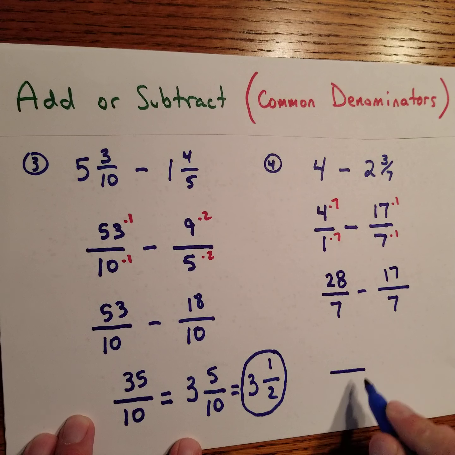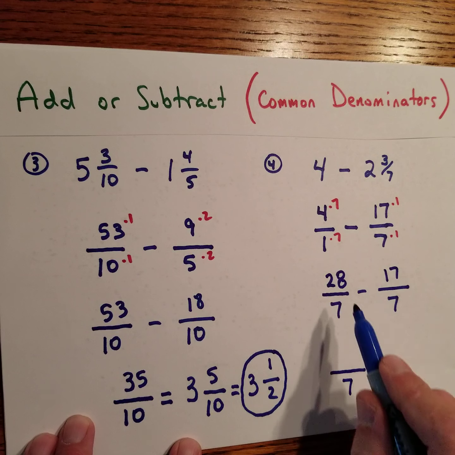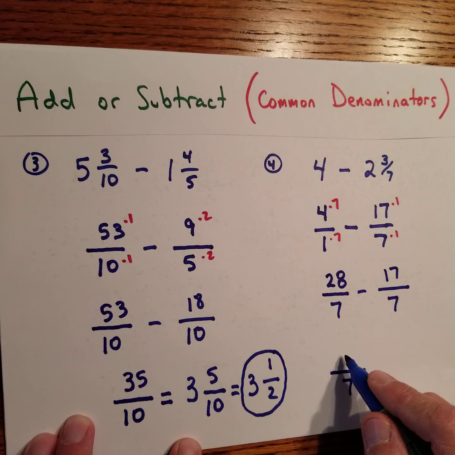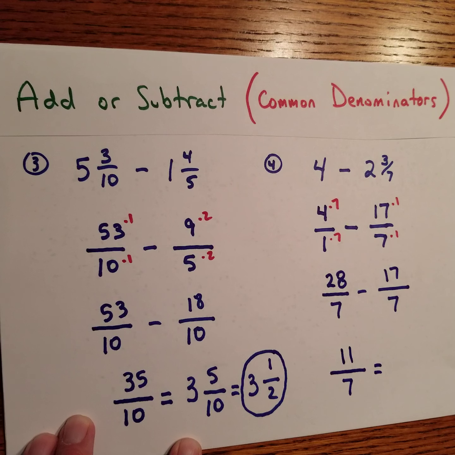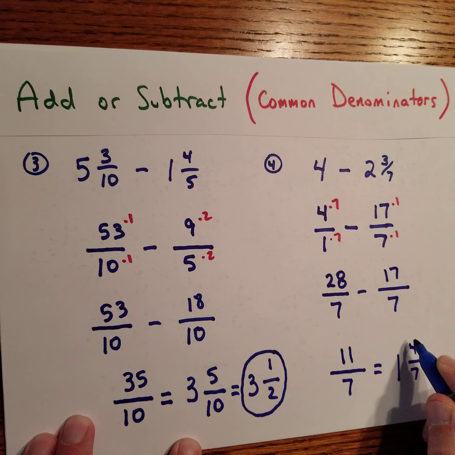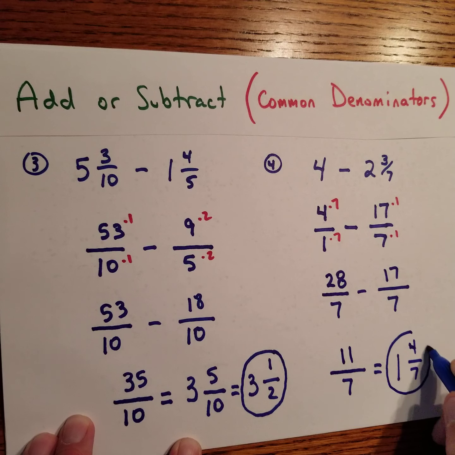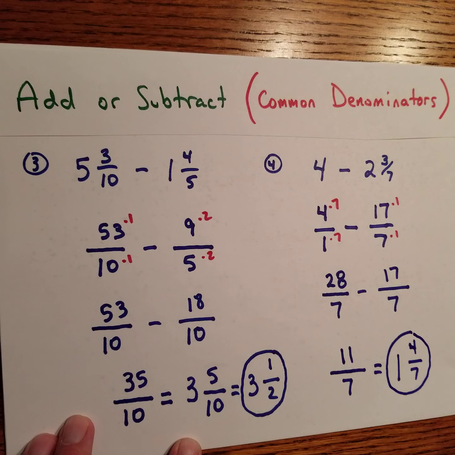Now keep that common denominator and subtract. 28 minus 17 is 11. And how many times does 7 go into 11? Once, with 4 left over. Beautiful. Here's exactly the way I want you to show your work.